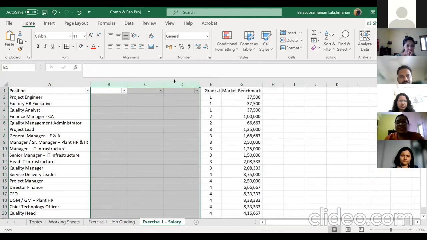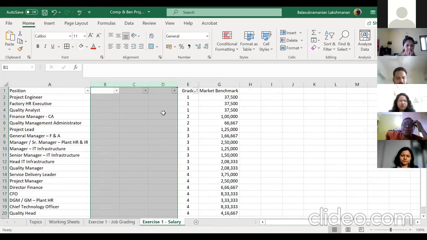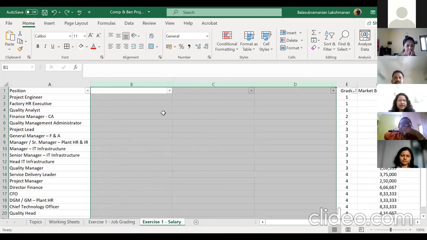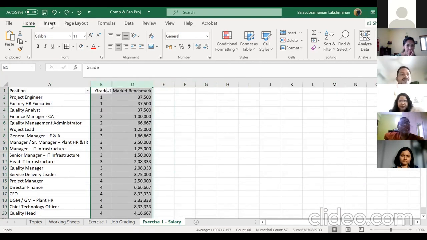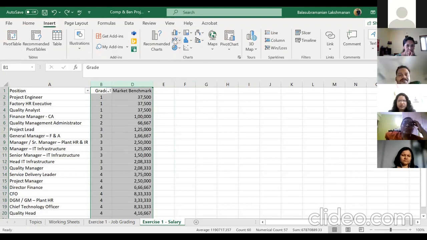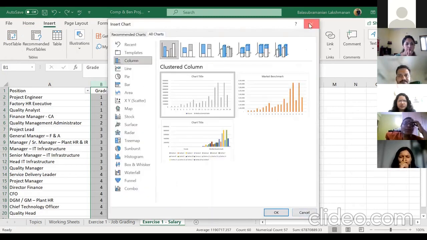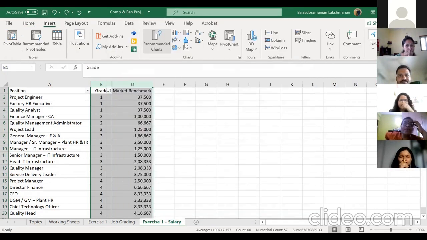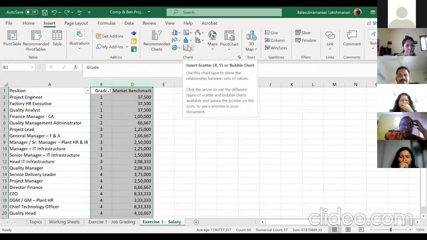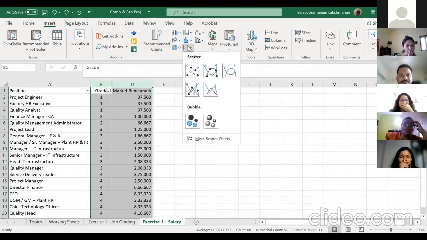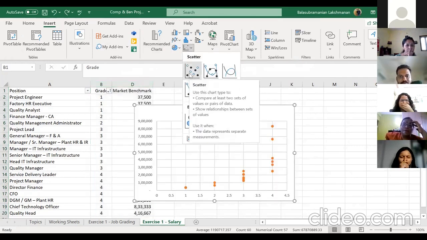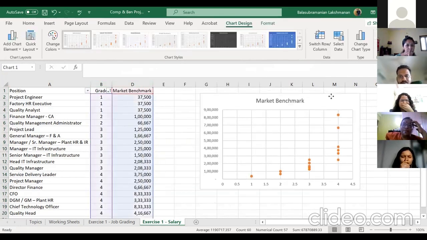Go to charts. That is the insert tab. When you click on insert, you get a scatter. Go to scatter charts. Go back, please. Wait one second. Click on that, then you will get a scatter. First one. Now take it a little far so that it is visible.